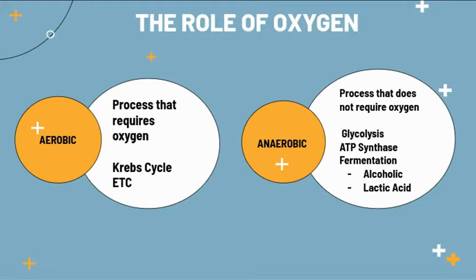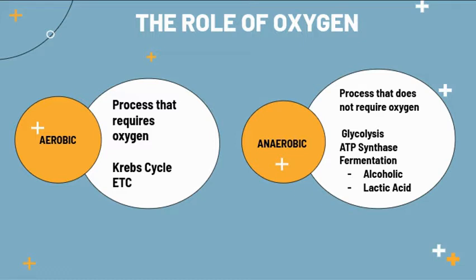So there are 4 main stages in cellular respiration, and some of them require oxygen and others don't. However, most of the energy releasing pathways that exist in our cells do require oxygen, which is the reason that we actually need to breathe. Stages of cellular respiration that require oxygen are called aerobic. So an example of that is the Krebs cycle and the electron transport chain. Those are both aerobic processes.